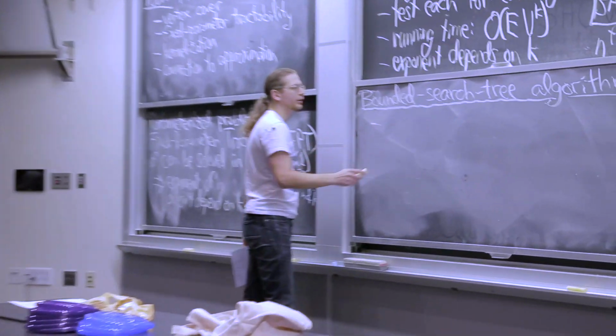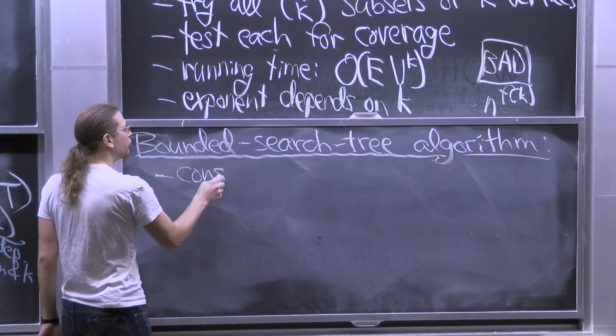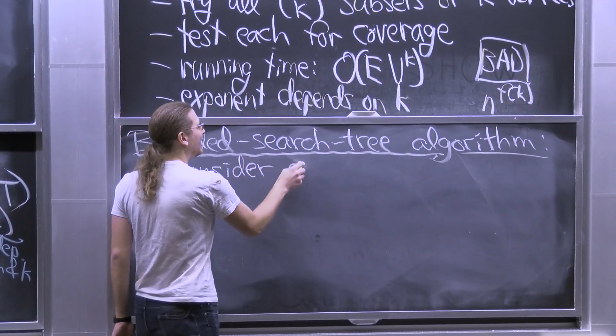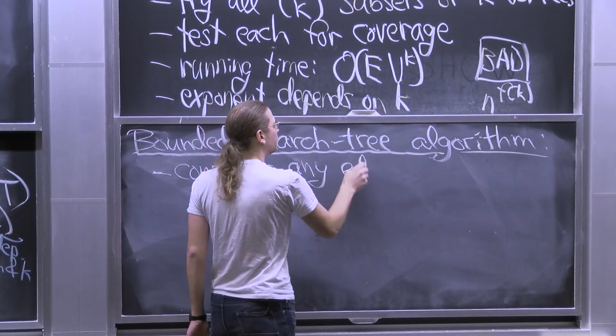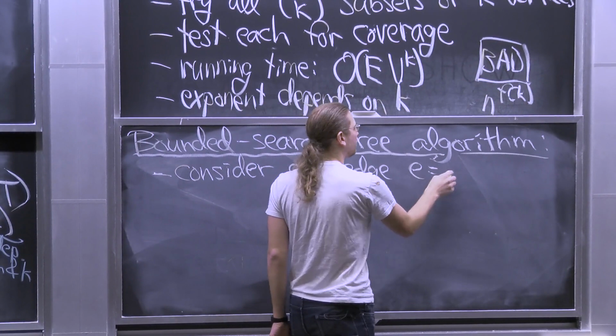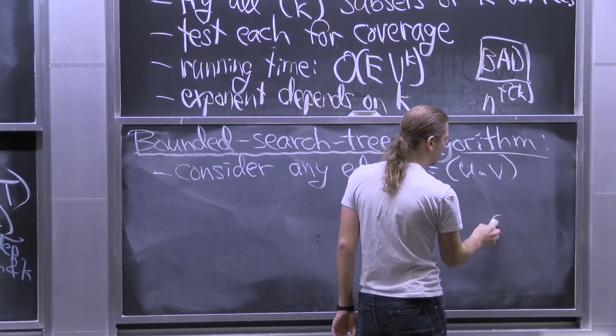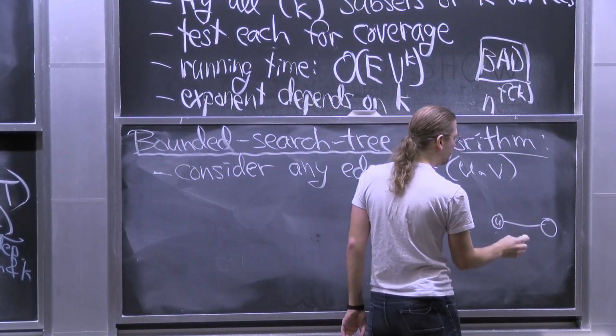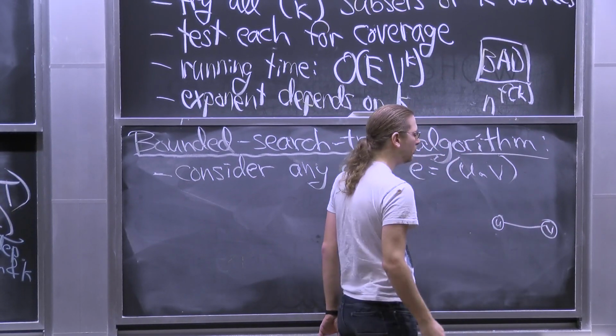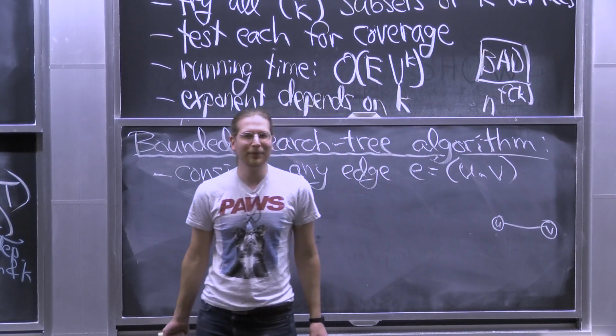First line is just like the two approximation algorithm. Look at any edge in the graph. Here it is, from u to v. What do I know about that picture?